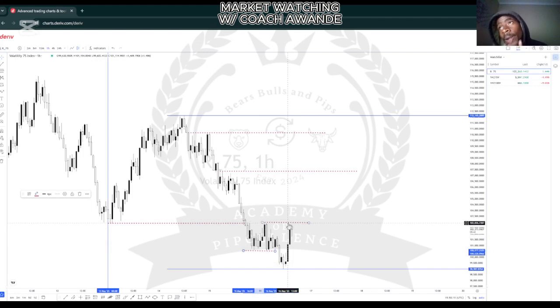This minor consolidation, we had the sweep of liquidity, and now we could potentially see price break above this high point. Like I'm saying, once you see price break above this high point, we then need to wait for a couple more candlesticks to form for us to then be able to continue to ride the trend to the upside. But this is a swing perspective.